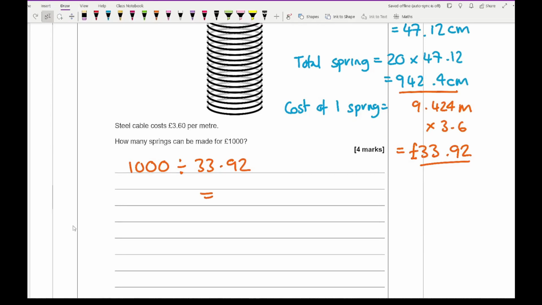So 1000 divided by 33.92 gives me an answer of 29.48. So how many springs can be made? The answer is 29 springs.